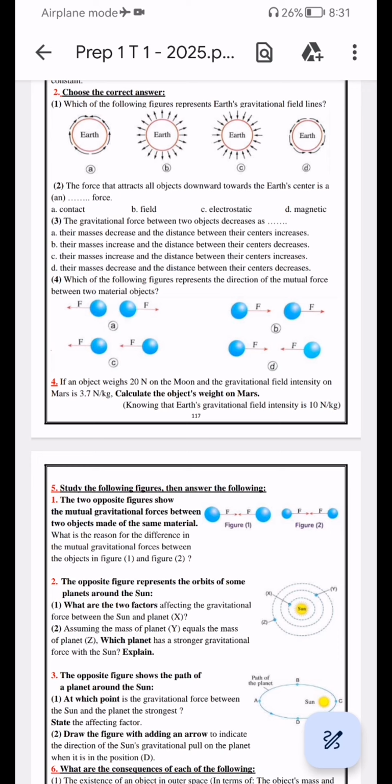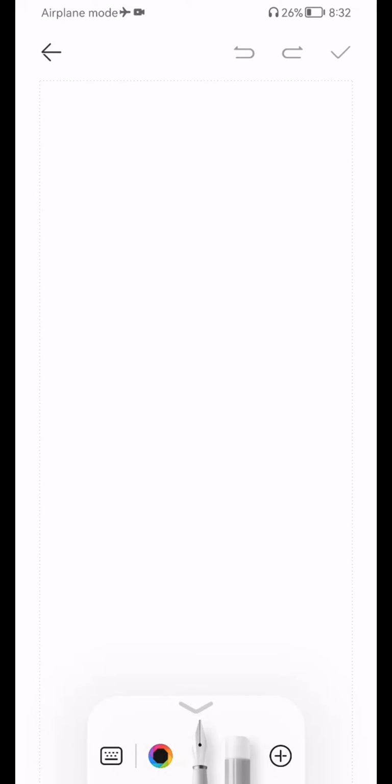Look at this problem, number 4. If an object weighs 20 Newton on moon and the gravitational field intensity on Mars equals 3.7 Newton per kilogram, calculate the object's weight on Mars. To calculate weight we must know what? Mass and gravitational field intensity. Now we have gravitational field intensity only, so we need mass firstly before calculating the weight. We have the weight on moon, and as we said, there is a relation between moon and earth.